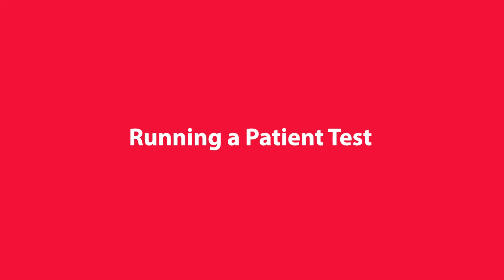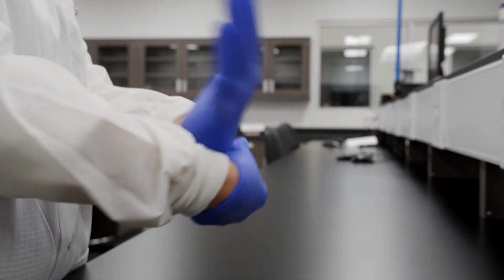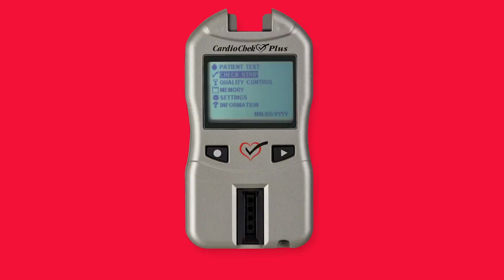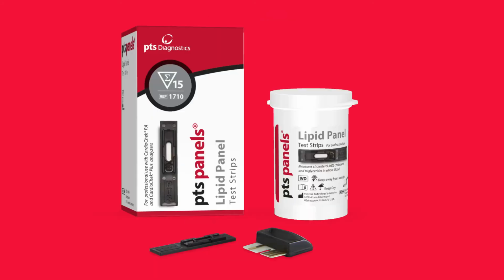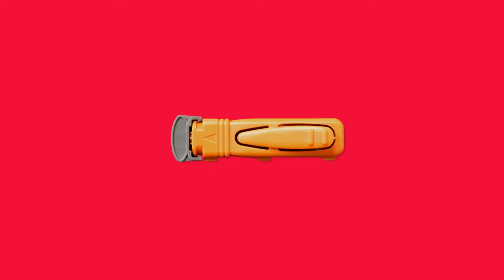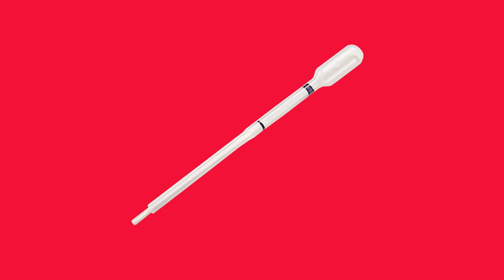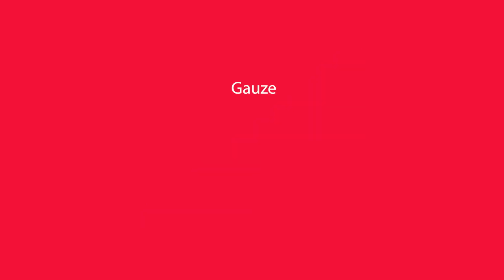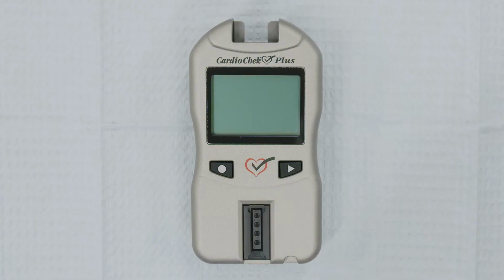Once you've verified that your analyzer is working properly by running a check strip and controls, you're ready to run a patient test. Put on a new pair of disposable gloves. Then, gather all the items you'll need: analyzer, PTS Panel's lipid panel test strips, Memo Chip, lancet, PTS Collect capillary tubes, 40 microliters, gauze, alcohol wipes, biohazard container. Perform a 3-point check.